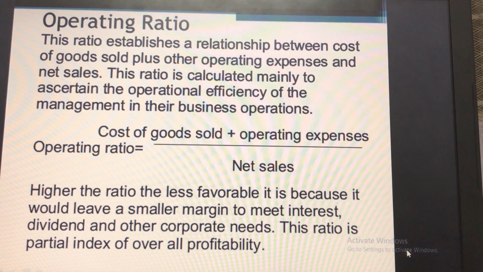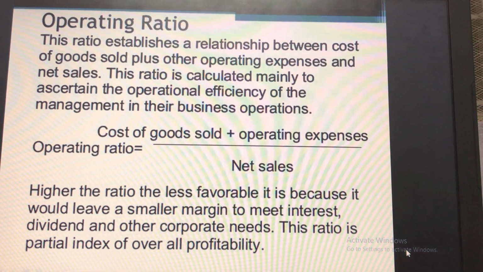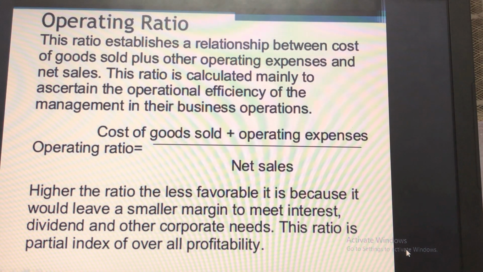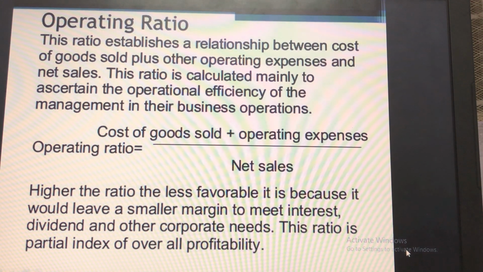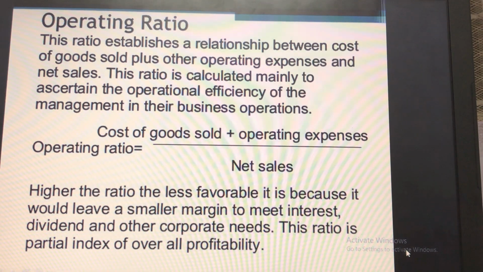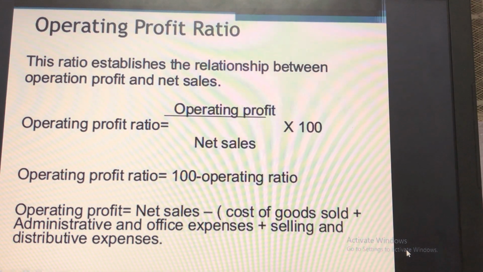Operating ratio. This ratio establishes a relationship between cost of goods sold plus other operating expenses and net sales. This ratio is calculated mainly to ascertain the operational efficiency of the management in their business operations. Operating ratio is equal to cost of goods sold plus operating expenses divided by net sales.